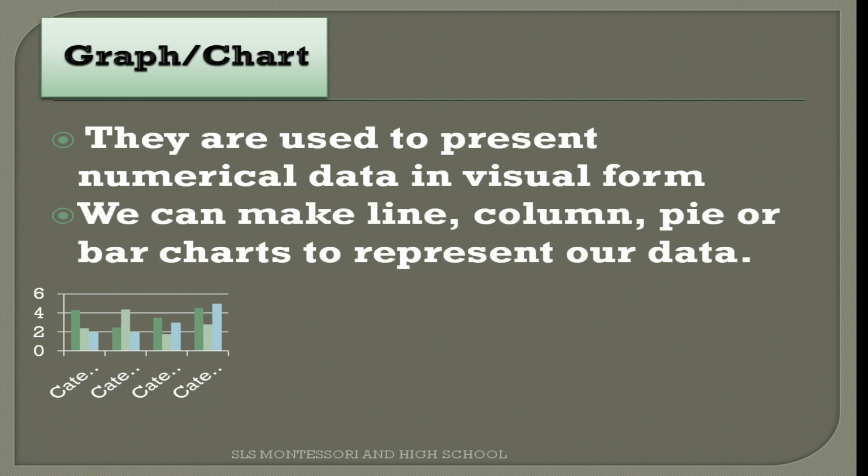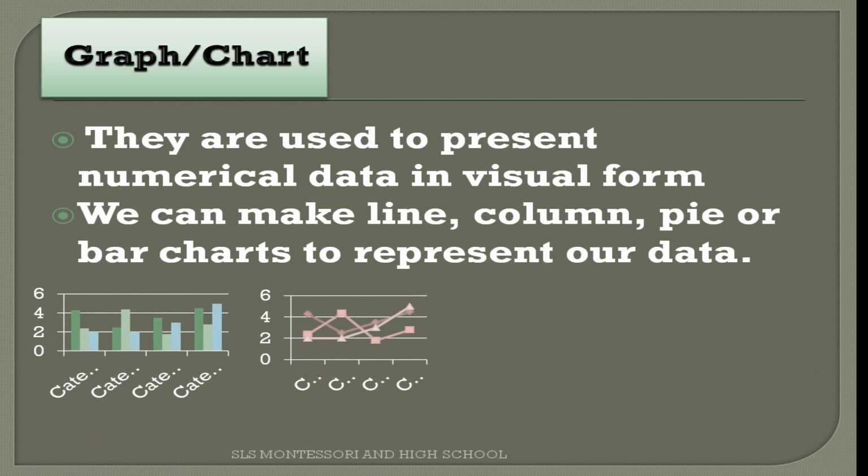This one is a column chart. This one is a line chart, pie chart, and bar chart. As you can see in these pictures, they are representing the numerical form of the data that we had entered in tables.